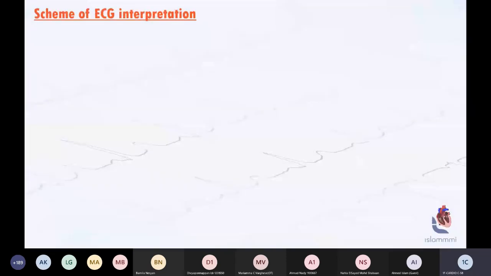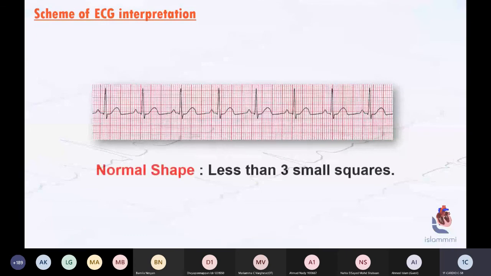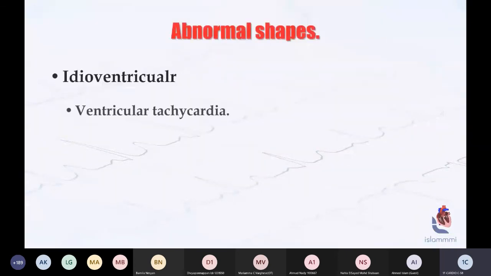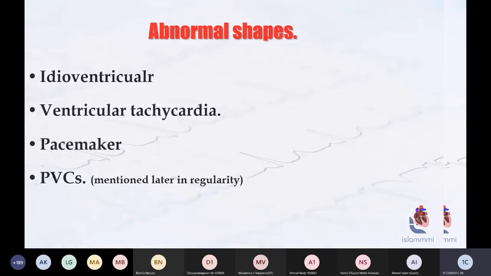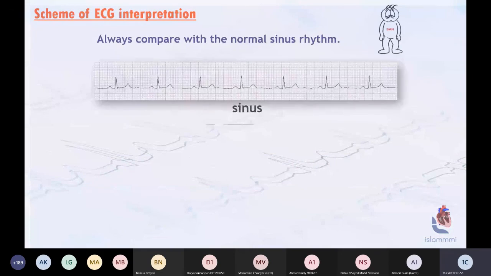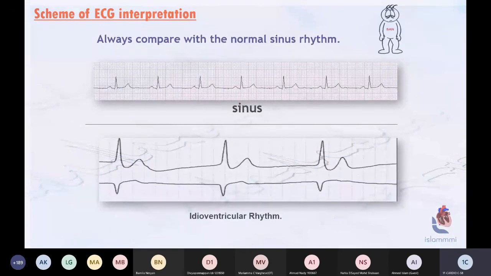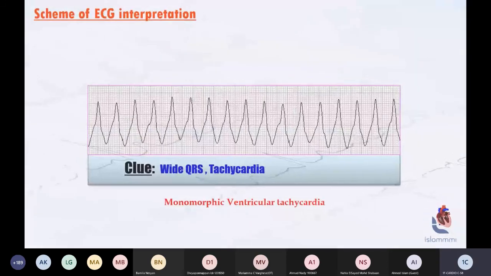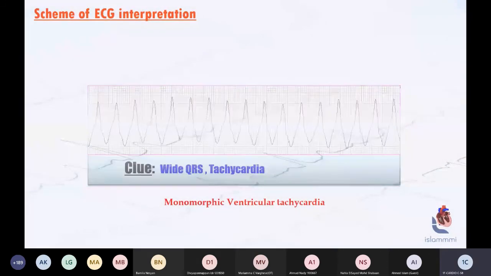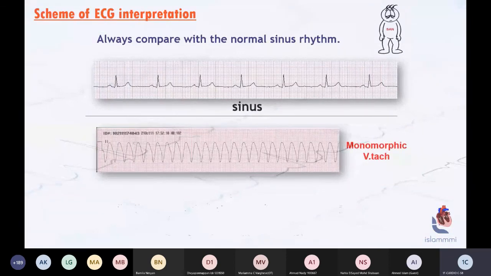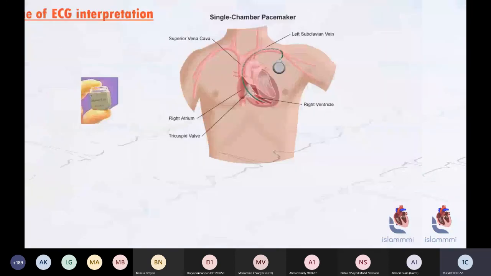What about the QRS shape? As we said, normal shape of the QRS, as we said before. We'll skip this part because we have seen it before. This is the idioventricular rhythm. The pacemaker comes from here, and this tachycardia is ventricular tachycardia. We have seen this before. Monomorphic and polymorphic, we have seen this before.